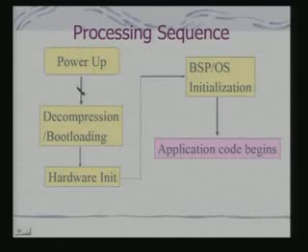So basically, in terms of the processing sequence, the moment the power is up, typically you do what is called decompression or bootloading. This is basically your basic IO routines and the OS, which is part of your ROM or your flash, being loaded onto the RAM for faster execution. Then you go into what is called the BSP or board support package or OS initialization, and only then does the control get transferred to application code. What is this BSP or OS initialization?